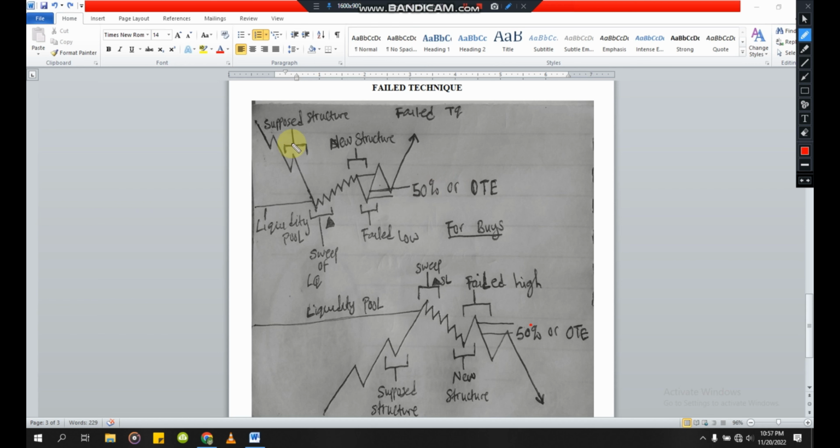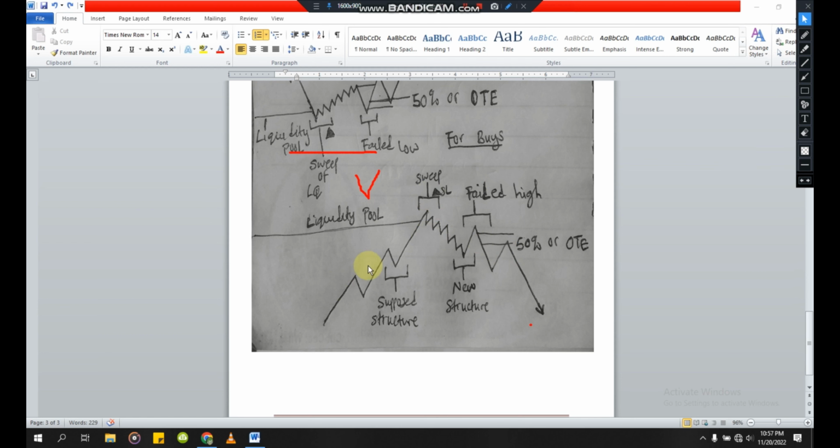As you can see, this was the supposed structure, the one that we're supposed to expect. But since the market gave us a new structure here, this is our new structure, and this is what we'll be working with. So that is enough for the buys. Now in the sell situation, it's the same thing, guys, just inverted.